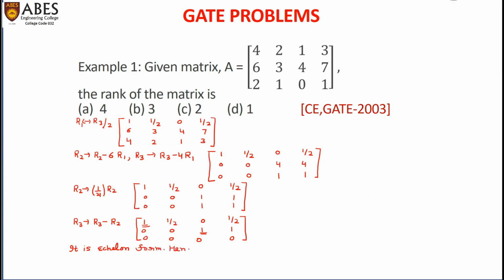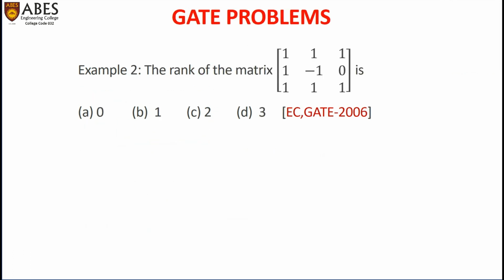Hence, the rank of the matrix is equal to the number of non-zero rows. So we have 2 non-zero rows. So option C is correct.